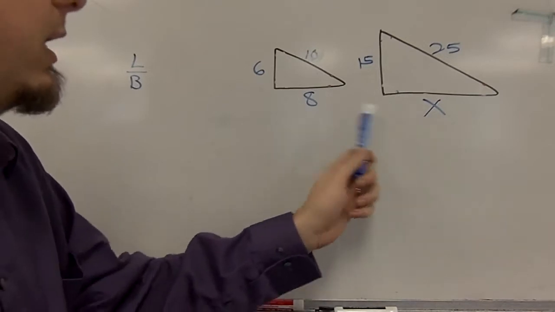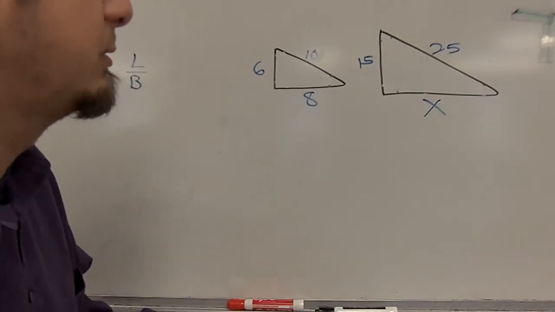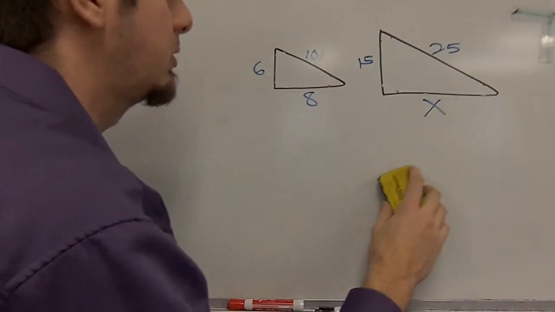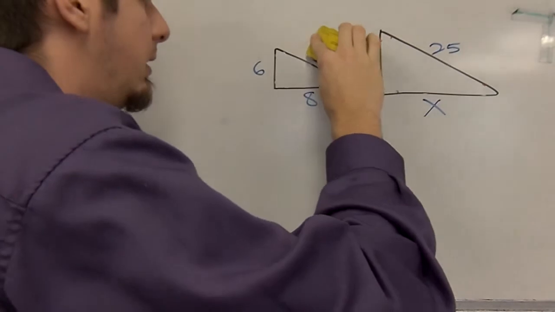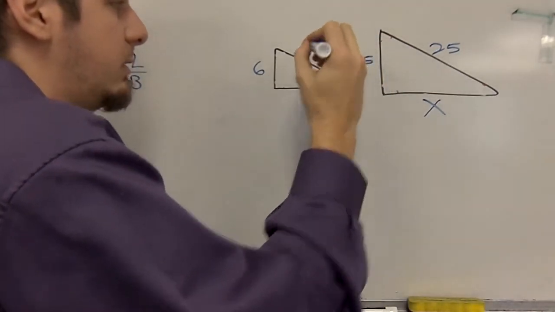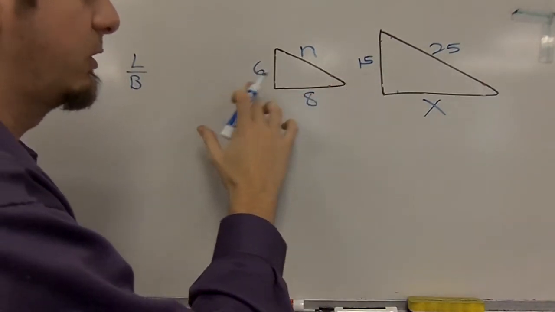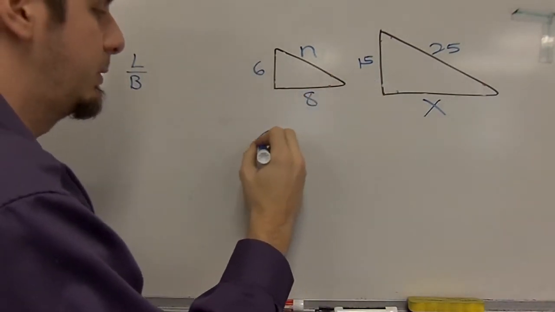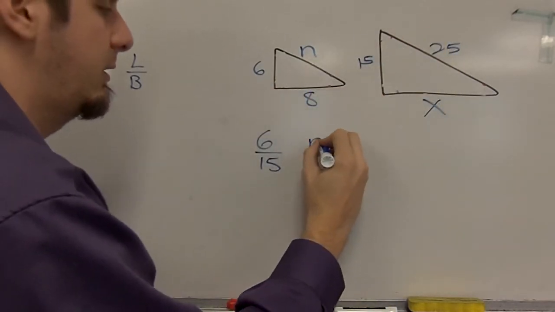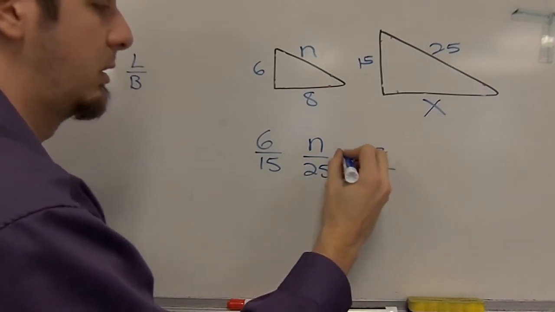Now, you will also find that sometimes you'll have more than one side missing. With similar triangles, you can actually have up to 2 sides missing, and you can still find out what both sides are equal to. So I'm going to do a quick example of that. I'm going to replace that 10 with an n. Again, you're going to follow the same steps. First step, set up your ratios. I have a 6 over 15, I have an n over 25, and I have an 8 over x.